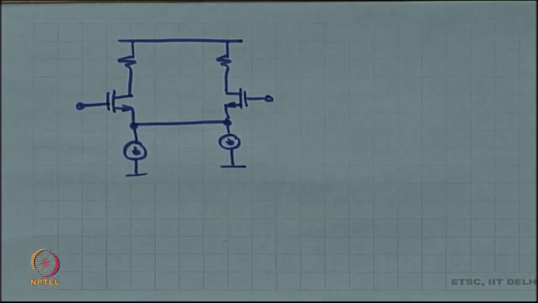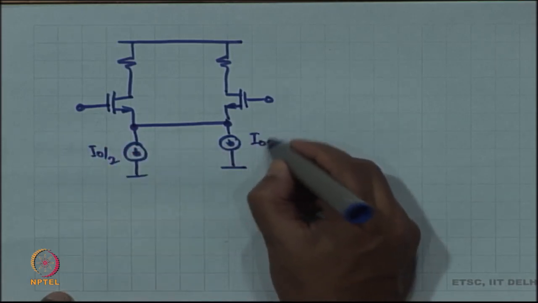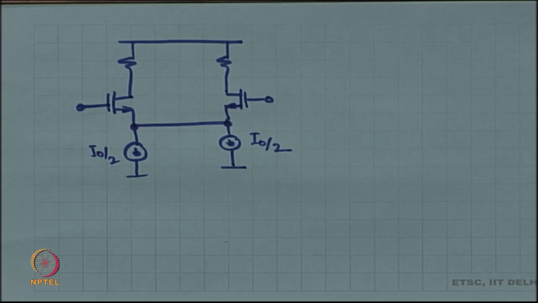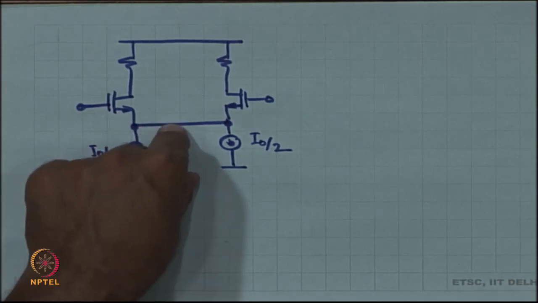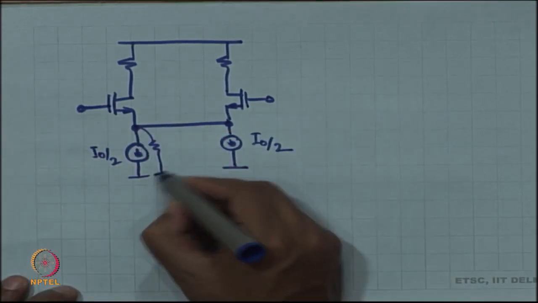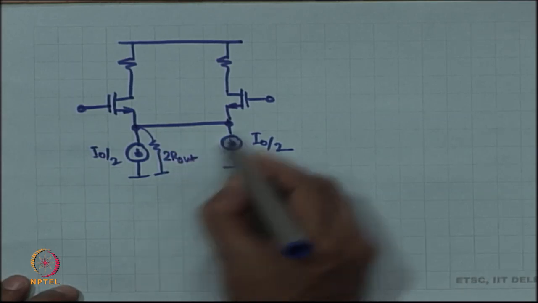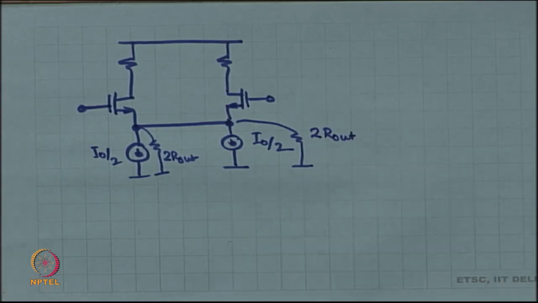So, now what we are going to do is, instead of that one current source, I am going to split it up into two current sources worth I naught by 2 each. Or in other words, if that one current source had some finite output impedance, R out, let us say, then that splits up into 2 pieces in parallel, 2 times R out, 2 times R out. Okay, that is the non-ideality of the current source.